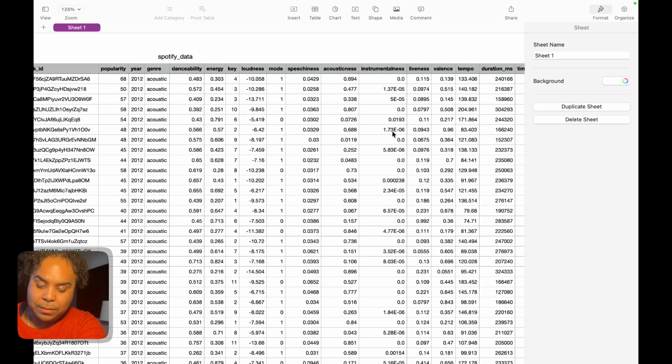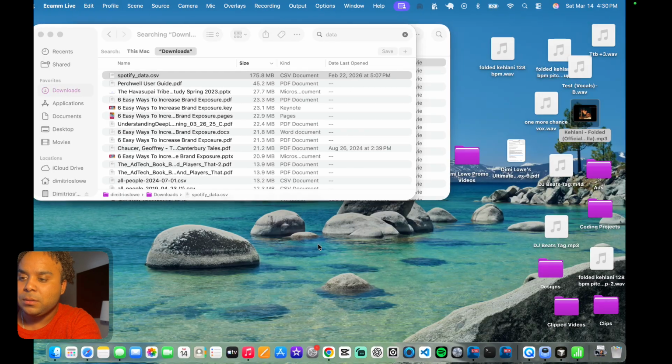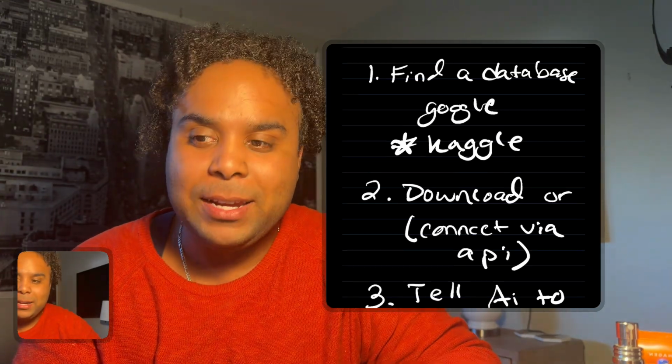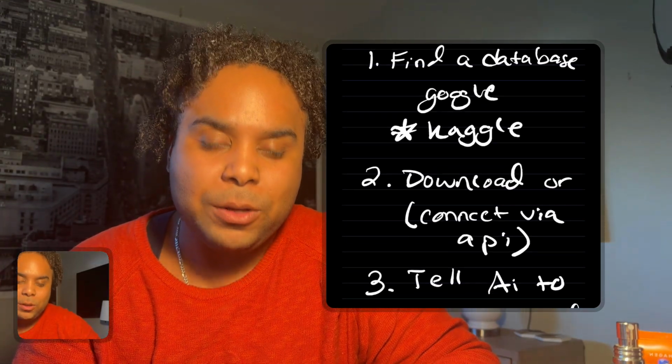So that's the gist of it. So that is the gist of the strategy. It's really just find a database. You can literally Google one or use Kaggle.